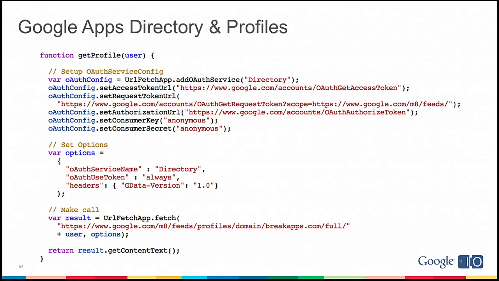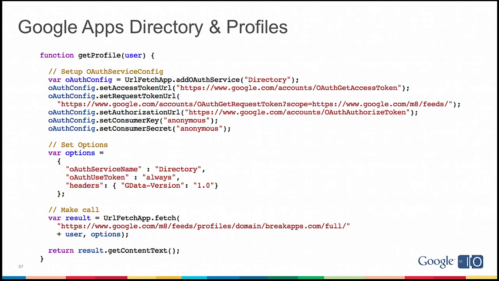All right, so the first part of the code here is, as I said, boilerplate. You tell it which service you're accessing, and then the documentation for that service gives you the access token URL, the request token URL, and the authorization URL. You then also set a consumer key and a consumer secret. And for every Google service, they're anonymous. It confuses everybody. Why would your key and secret be anonymous? But they are. And then we can set options. In this case, we're just going to give it a name, directory. We're going to say to use this OAuth token. That's actually what we're creating in the boilerplate code. We're creating an OAuth token. And then we're going to set the headers to tell it which version of GData to use.